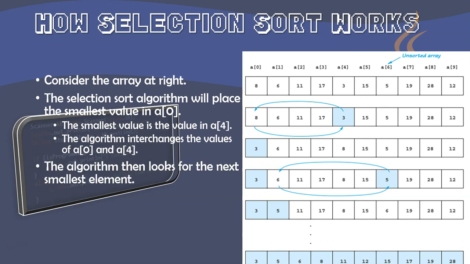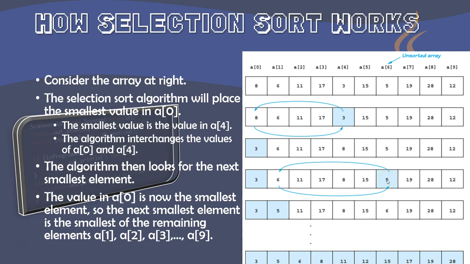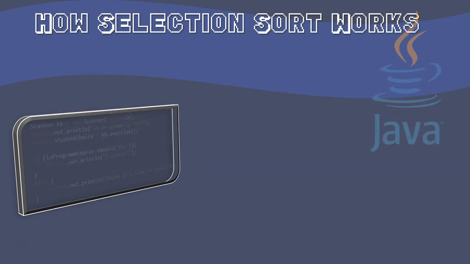The algorithm then looks for the next smallest element. So it's going to look through, and there's 5. And guess what it's going to do? It's going to do another swap. So the value A of 0 is now the smallest. Now it's going to try to find the next smallest, move to A of 1, and so on and so forth, all the way until we get a sorted array.